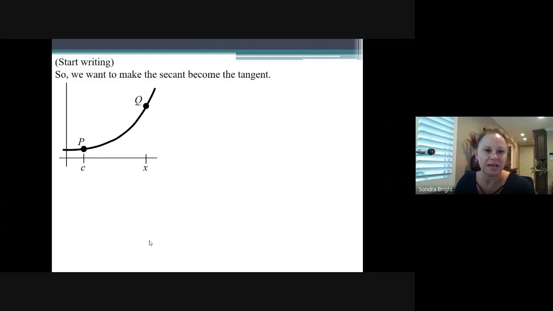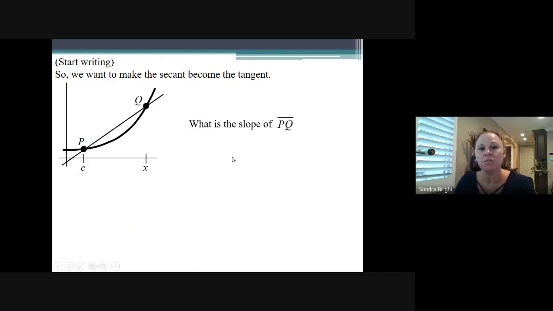Let's start the notes. What we want to do is make the secant become the tangent. So here's this curve. I've labeled 2 points, P and Q. P is the point that corresponds to an x value of c, and Q corresponds to an x value of x. And here's the secant line between P and Q.